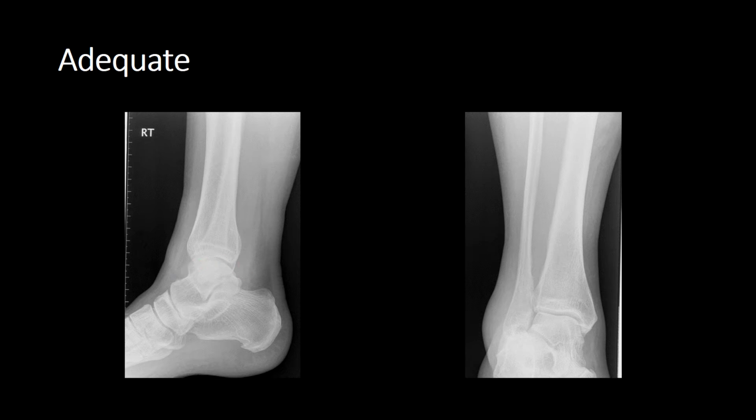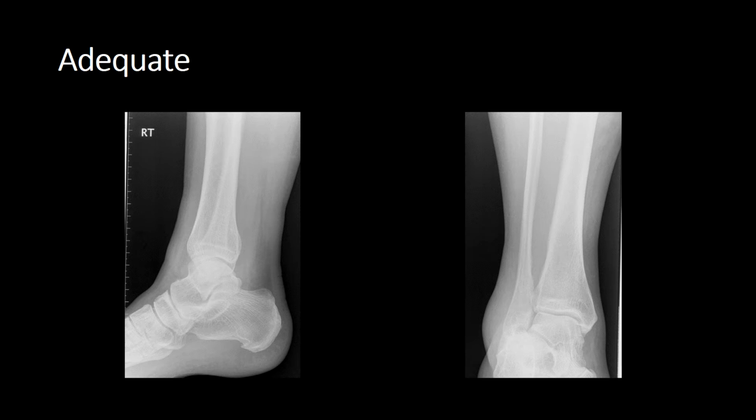To position a good quality lateral ankle, you want to make sure that the lateral border of the foot is in contact with the receptor. If the patient's toes are touching the receptor, that means that the patient is over-rotated. And conversely, if the lateral border of the foot isn't against the receptor, then it will be under-rotated.